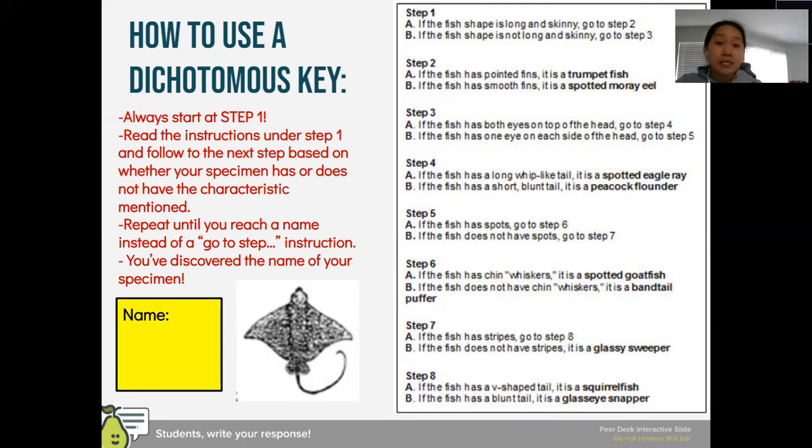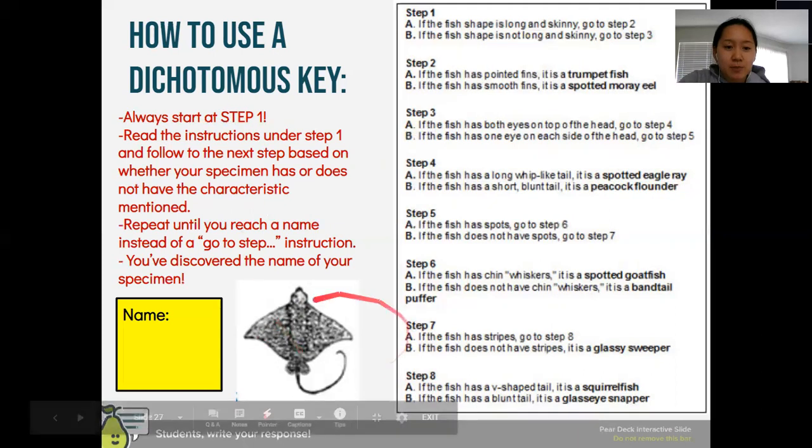And then you're going to repeat this every single time it tells you to go to another step. So you're going to read the step and see in the instructions whether you have it or you don't have it. Once you get to a name at the end of that step, instead of "go to so-and-so," that means that's your answer.